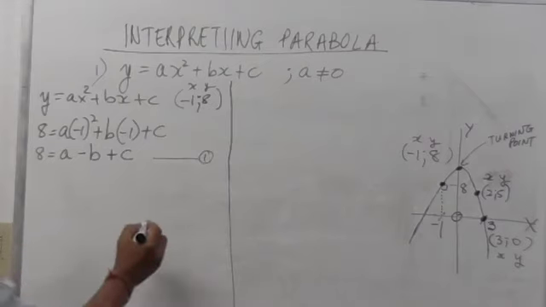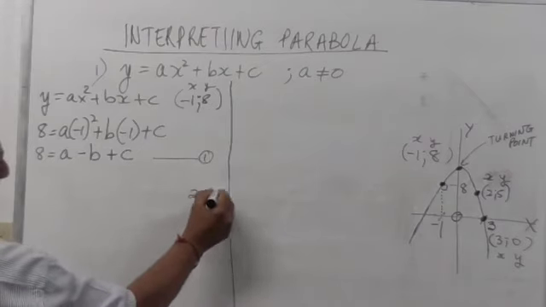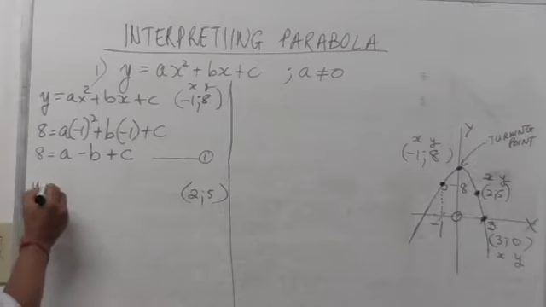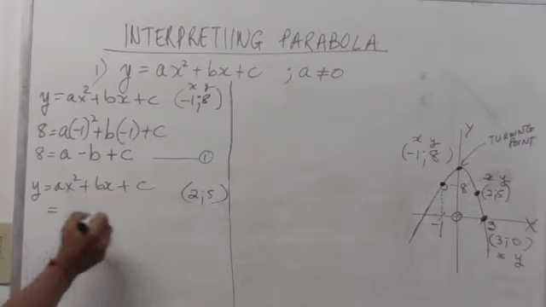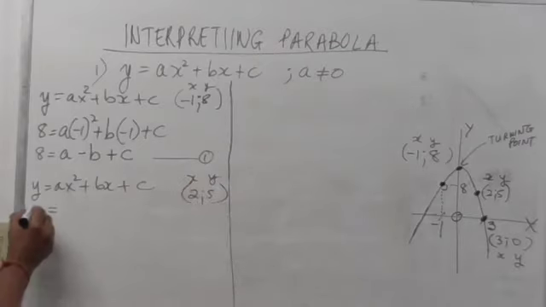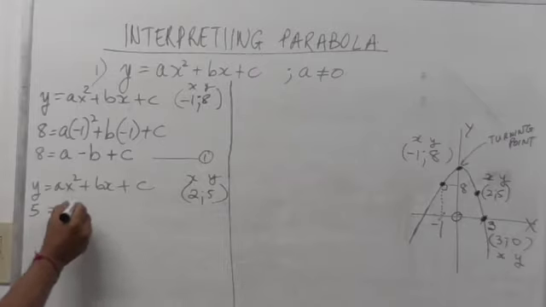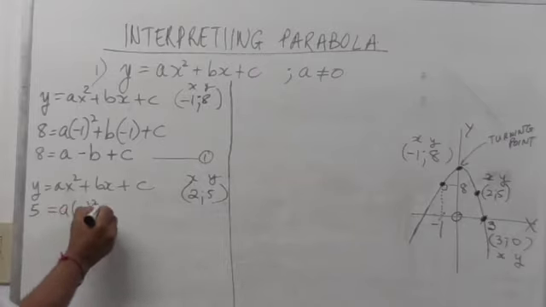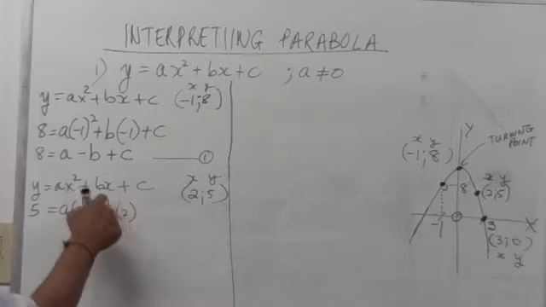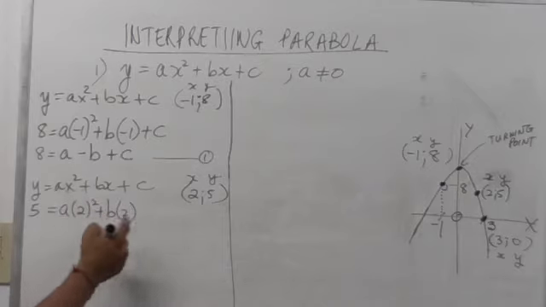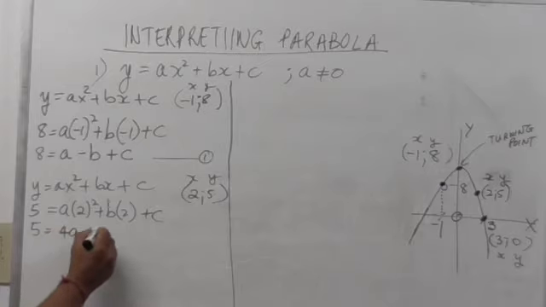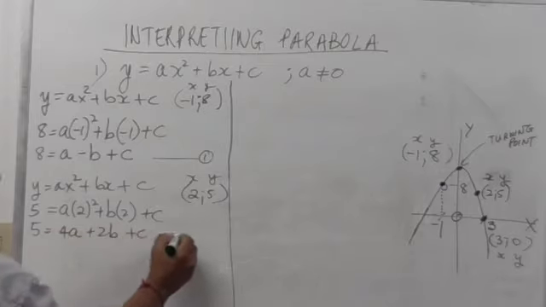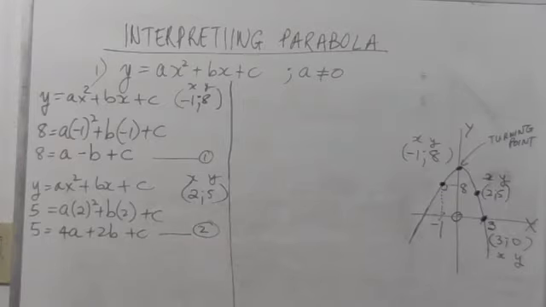So we have the first equation. Now we use the next ordered pair. Say we use 2 and 5. y is equal to ax squared plus bx plus c. This is x, that is y. y is 5, x is 2, plus c, because we're using this ordered pair now. So 5 is equal to 2 squared, which is 4, 4 times a is 4a, plus 2b plus c. Now we've got our second equation.